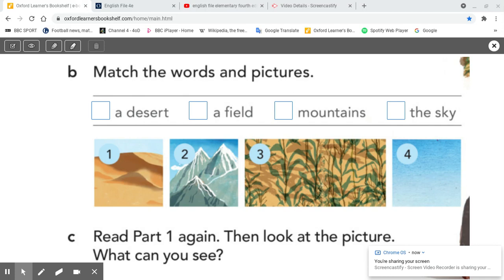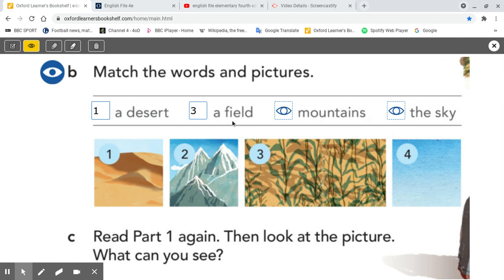Okay, look at those pictures and you can see a desert, a field, mountains, and the sky. Of course, the numbers: the desert is number 1. The field is number 3. It's a cornfield, I think, or some kind of maize, maybe. The mountains are picture 2, and the sky is in picture 1 and picture 2, and only in picture 4 as well.